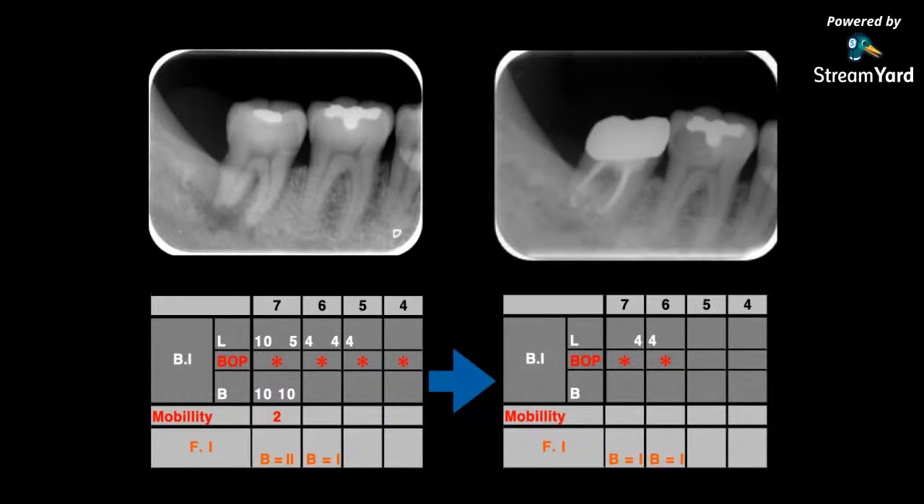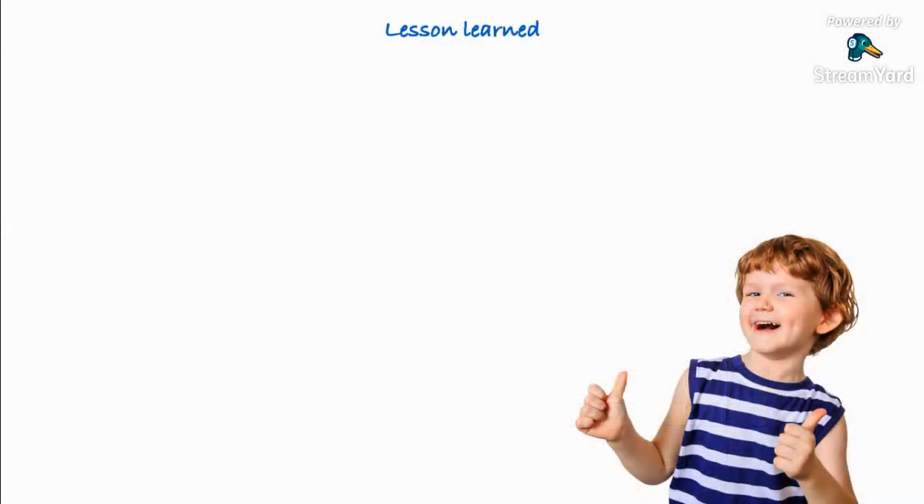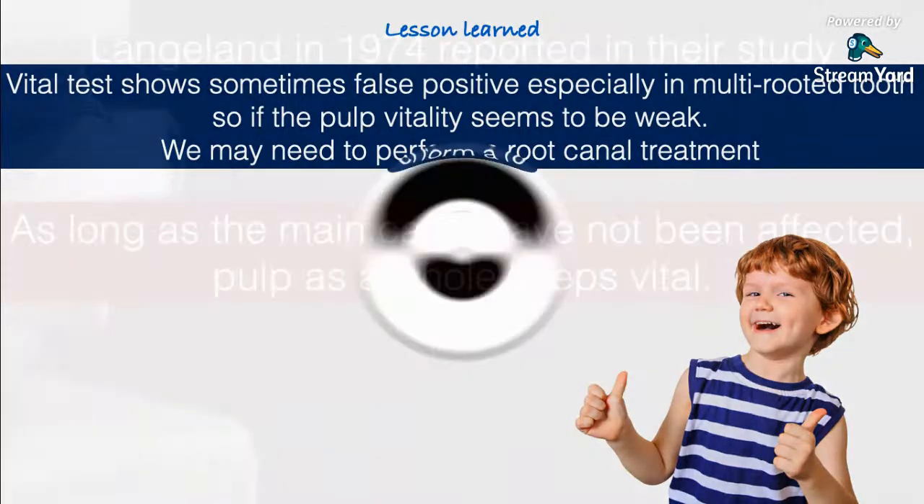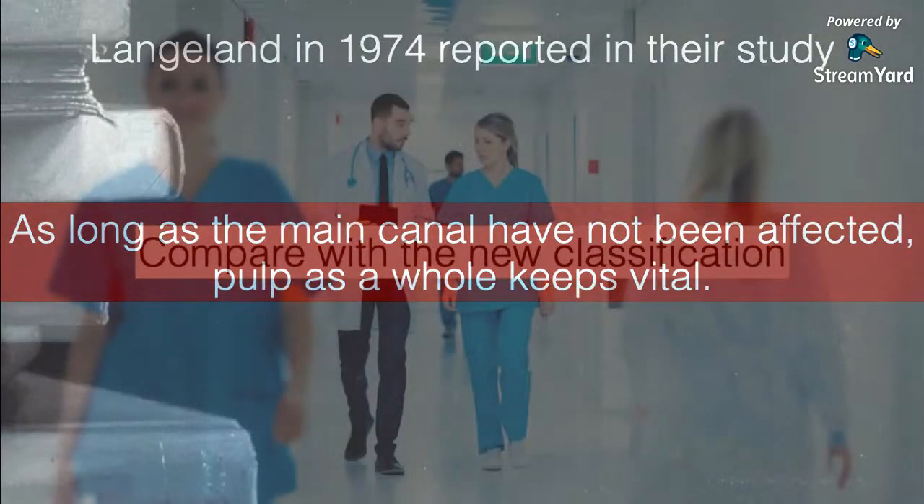This is the result. The probing depth almost improved. And the lesson learned from this case was that the vital test sometimes shows false positives, especially in a multi-rooted tooth. So if the pulp vitality seems to be weak or unclear, we may need to perform a root canal treatment. Langeland reported again that as long as the main canal has not been affected, the pulp as a whole keeps vital.